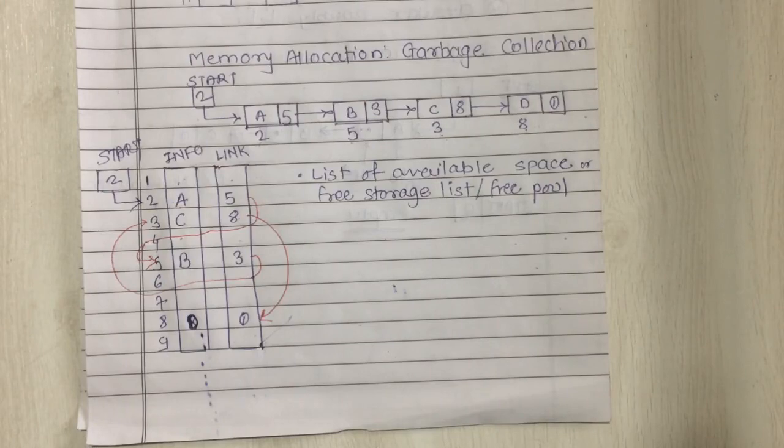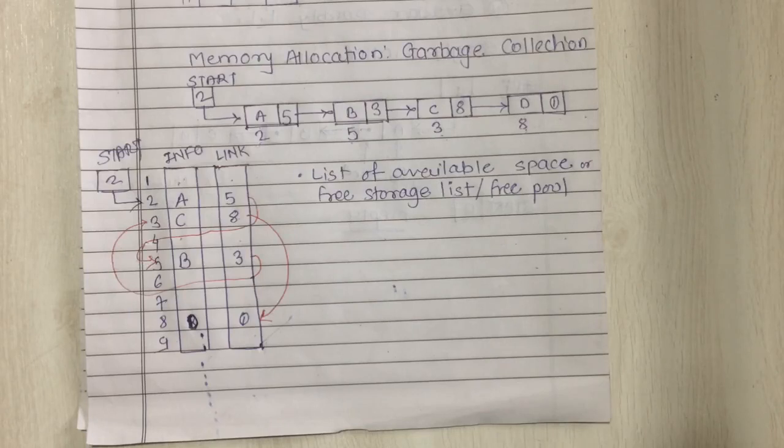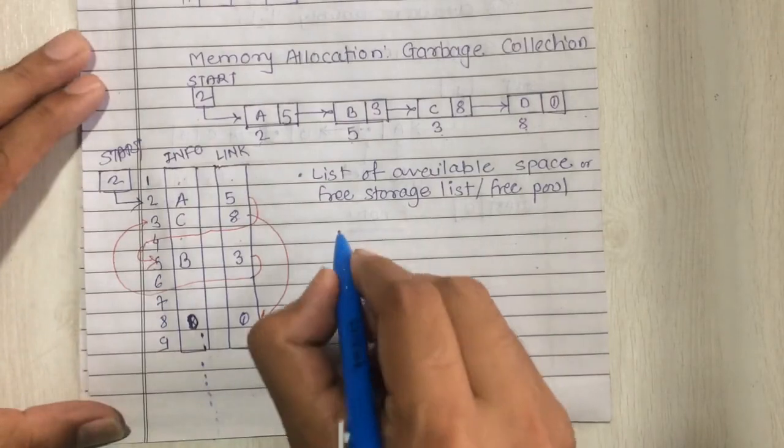Again, this is the same. We have to maintain this parallel array. Whatever unused memory cells are there in this array will be linked together, and they form another list. The starting node, or the address of that first node, is contained in another variable. That variable is called avail.